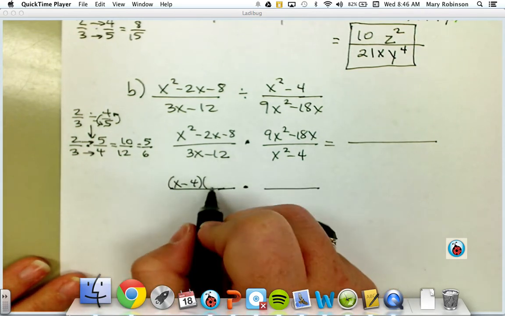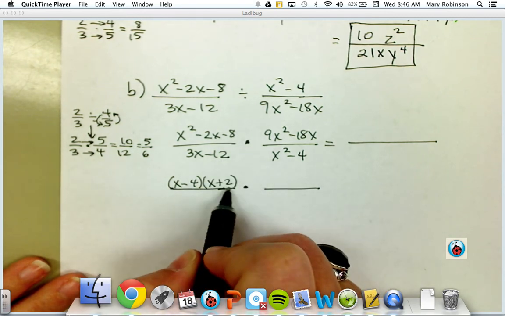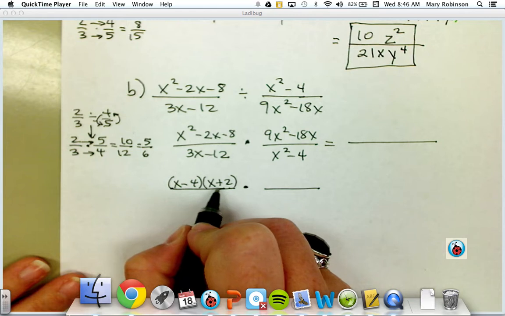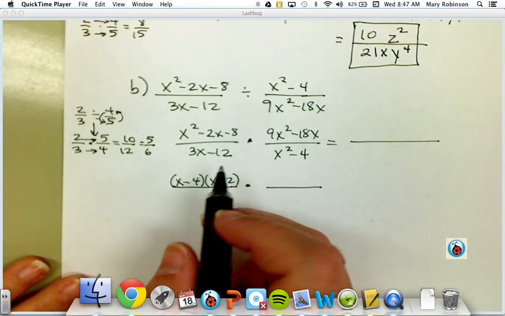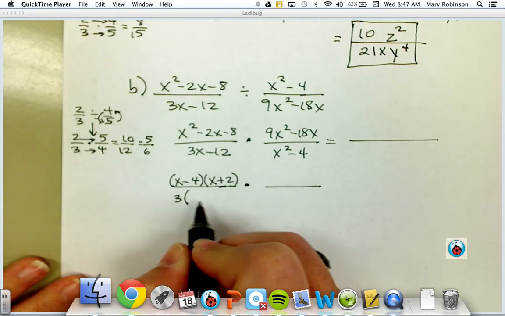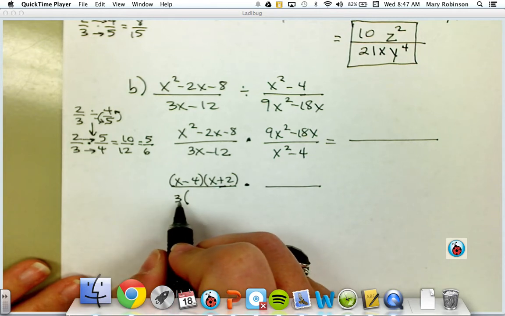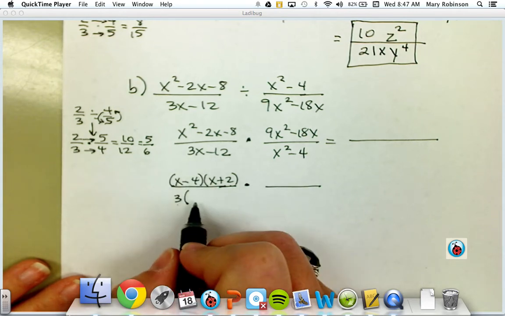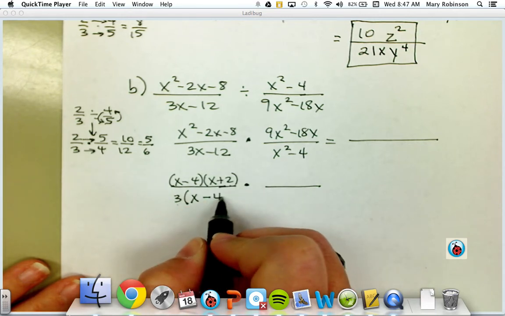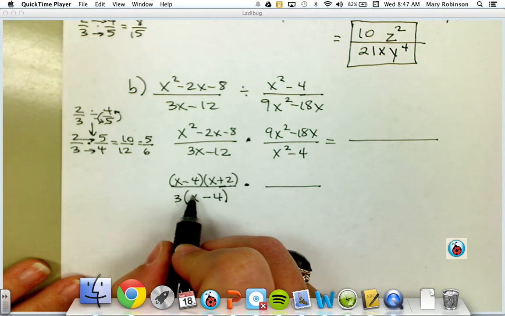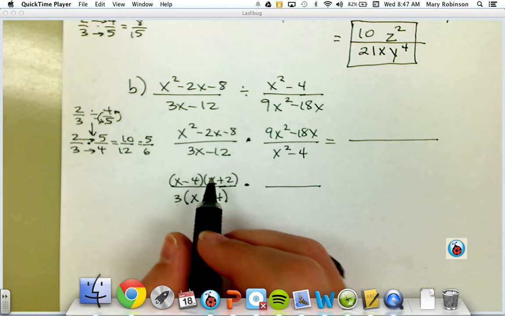It should factor into x minus 4 and x plus 2, because negative 4 times 2 is negative 8, but negative 4 plus 2 gives us negative 2. Here for 3x minus 12, I have a GCF of 3. So I'm basically going to undo the distributive property and pull out the 3. 3 times what gives us 3x? That would be x. 3 times what gives us negative 12? I need a minus 4. So just always go back and check and make sure. So 3 times x is 3x. 3 times negative 4 is negative 12.